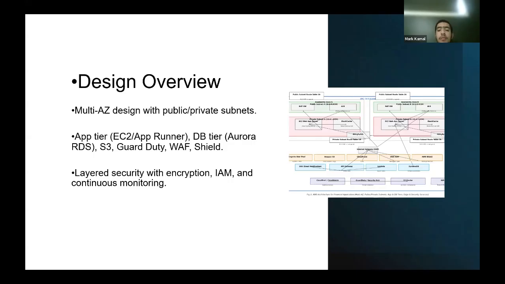Security services like WAF, Shield, GuardDuty, and Security Hub protect against external attacks, while CloudTrail and CloudWatch handle monitoring and auditing. Finally, KMS manages encryption keys and IAM enforces least privilege access. Altogether, this design provides layered protection, scalability, and compliance.